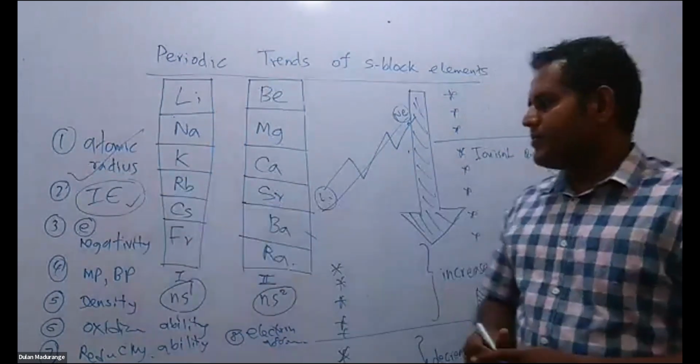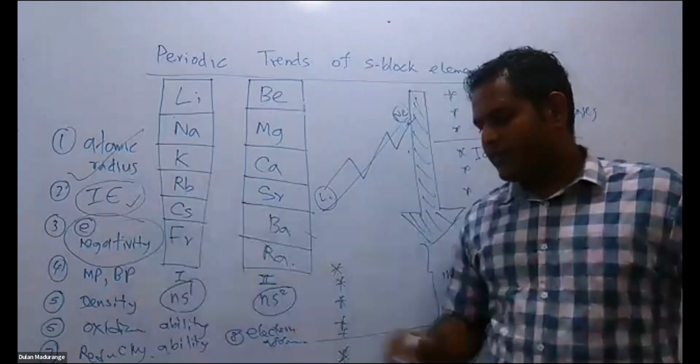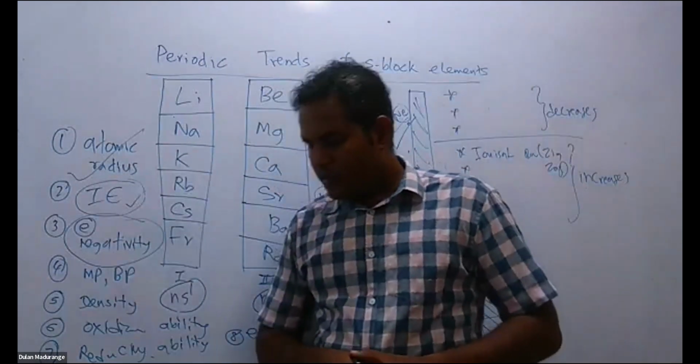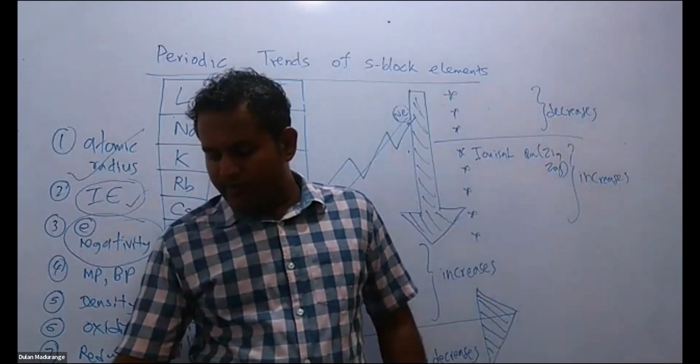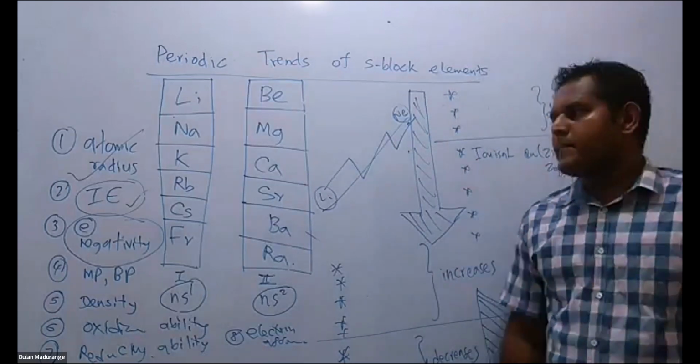Ionization energy. Next one, electronegativity. Electronegativity. Actually, what is electronegativity? Right.